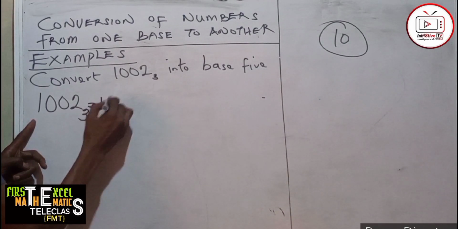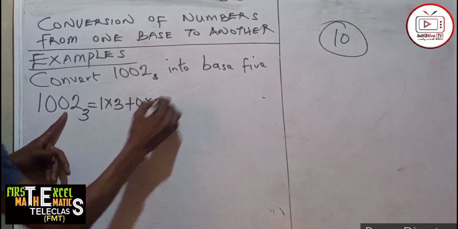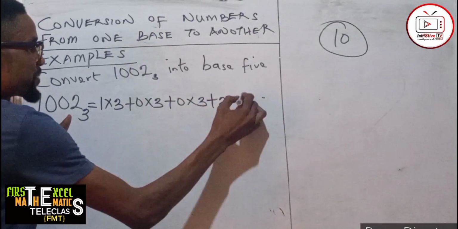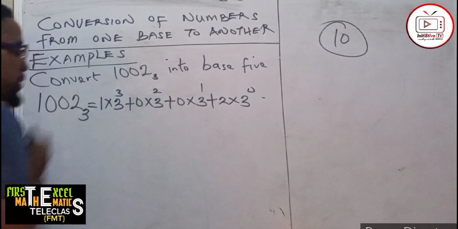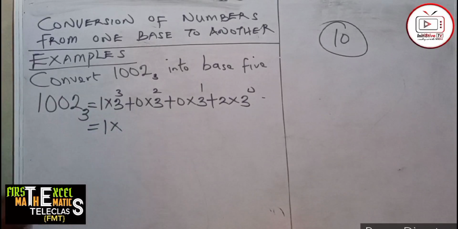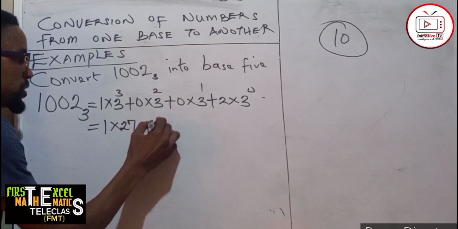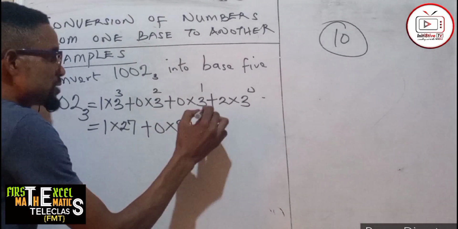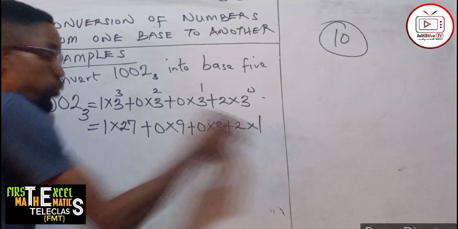Alright, I will say 1 times 3 plus 0 times 3 plus 0 times 3 plus 2 times 3, raised to powers 0, 1, 2, and 3. I believe you remember that is equal to 1 times 3 in 3 places: 3 times 3 times 3 gives me 27, plus 0 times 3 times 3 is 9, plus 0 times 3 raised to power 1 that gives me 3, plus 2 times 3 power 0 is 1.